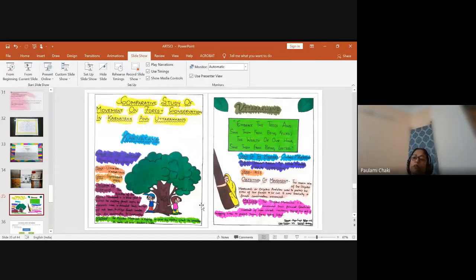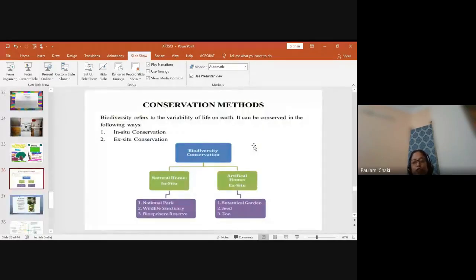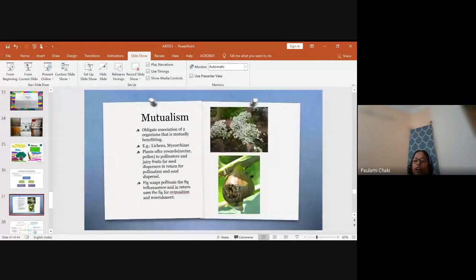And I asked them to depict it. They can use drawings, quotes, calligraphy, different colors. So see how nicely this particular project has come up. Then these are a few snapshots I have taken from conservation methods. This I did with grade 12 as a part of art integration. These are PowerPoint presentations they have made.